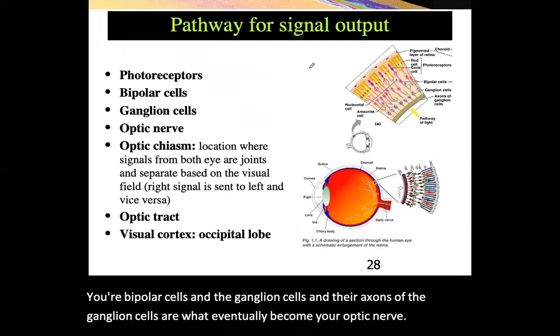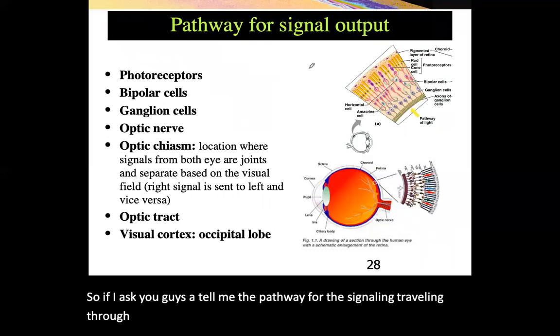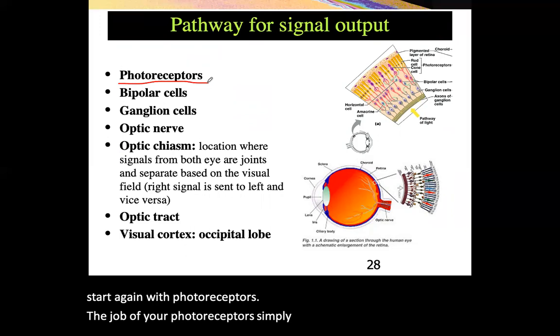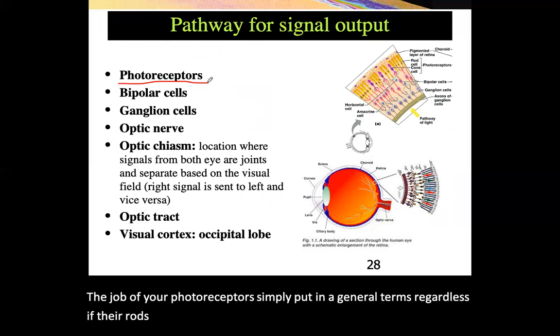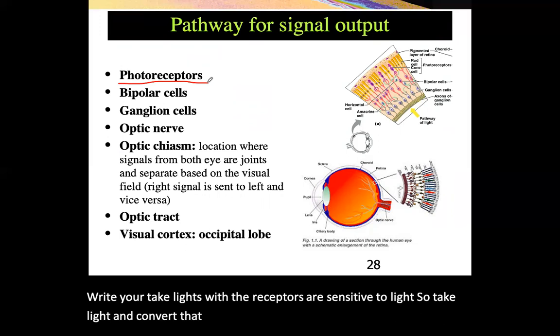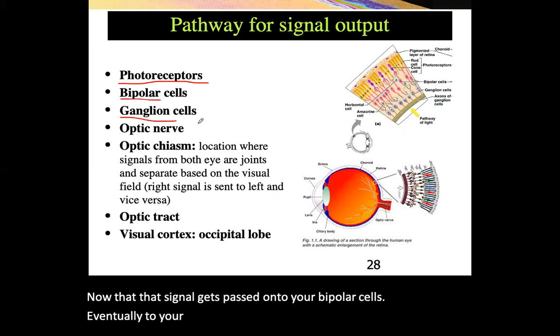So if I ask you guys, tell me the pathway for the signaling that gives you your ability to see. Basically, you start again with photoreceptors. The job of your photoreceptors, simply put, in general terms, regardless of whether they're rods or cones, is to take light, right? Photoreceptors are sensitive to light, so they take light and convert that to an electrical impulse. Now that signal gets passed on to your bipolar cells, eventually to your ganglion cells. The axons of the ganglion cells come out as the optic nerve.